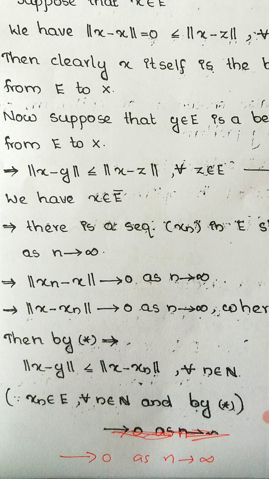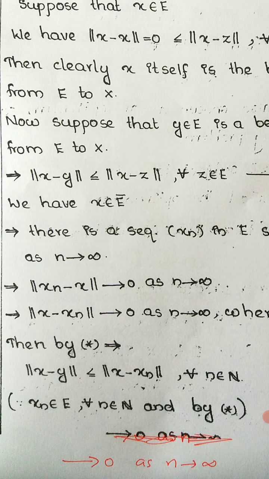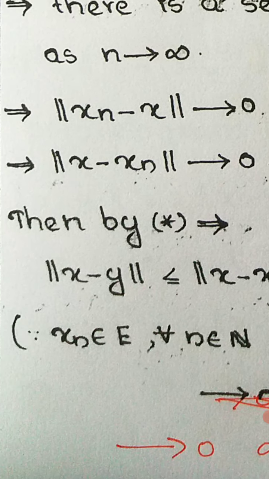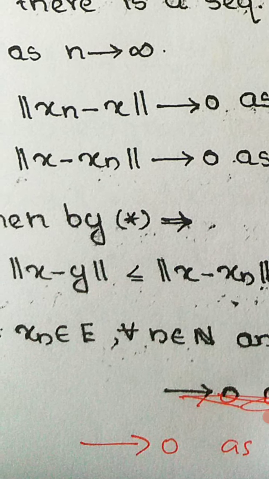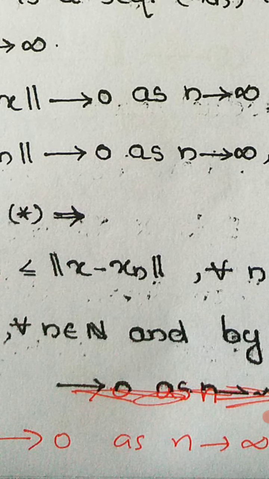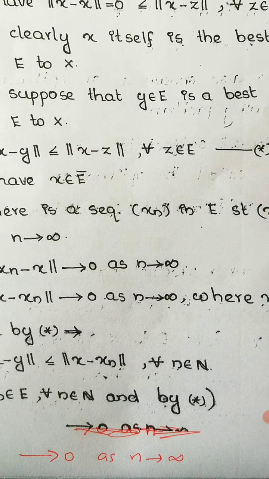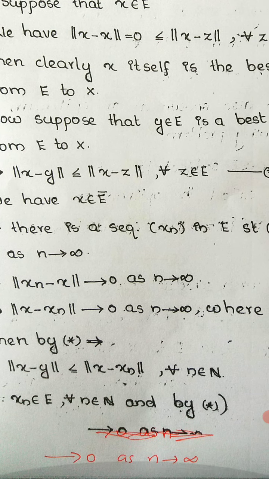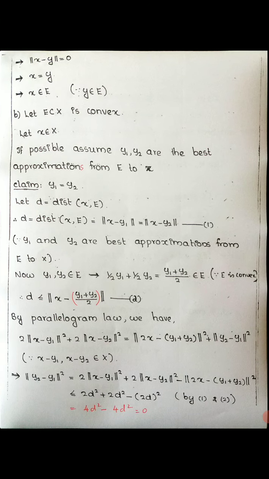And by star, the equation given above, norm of x minus y is less than or equal to norm of x minus xn for all n in N. What is the reason? xn is an element of E for all n in N, and the above equation that we have written. And of course, xn converges to x, so norm of x minus xn tends to 0 as n tends to infinity.